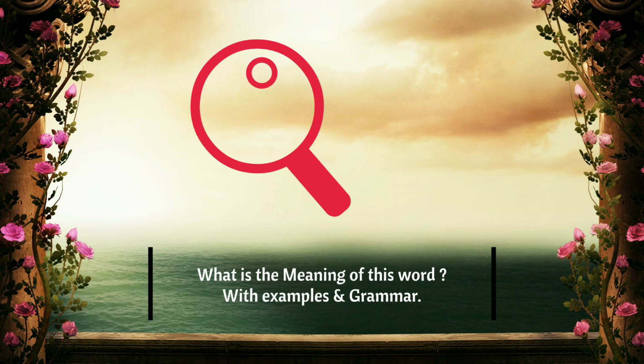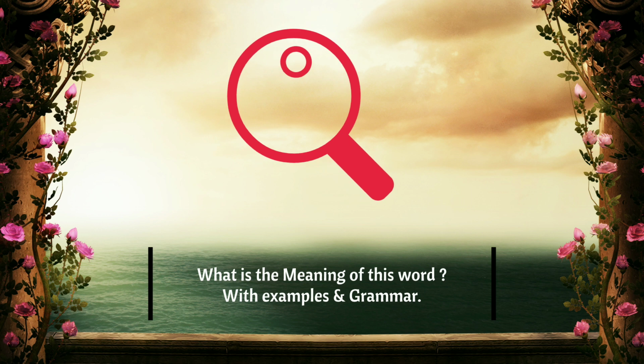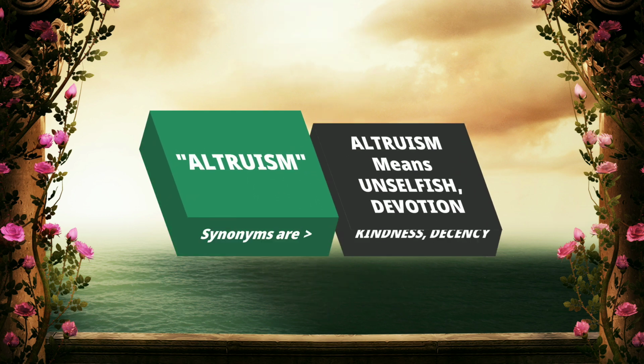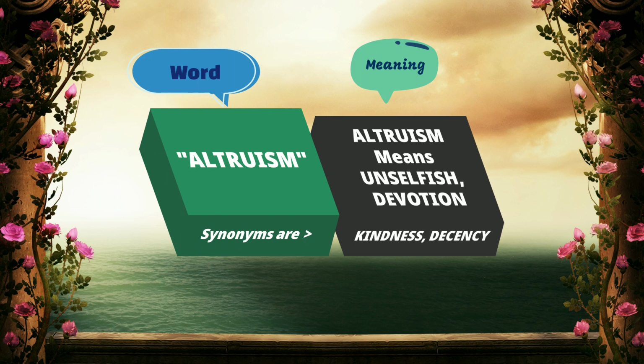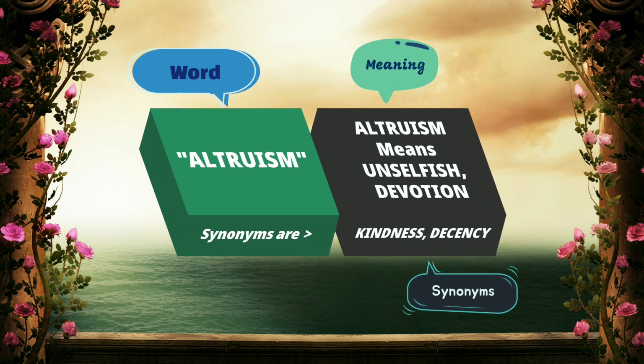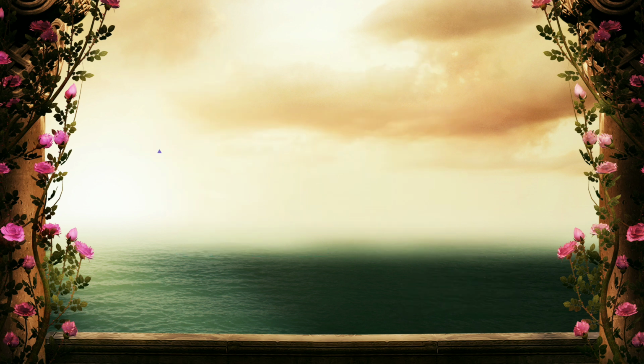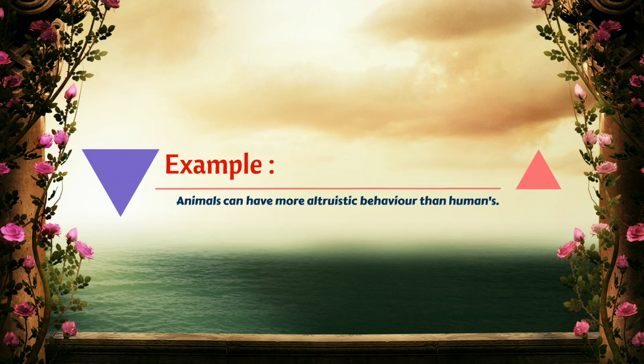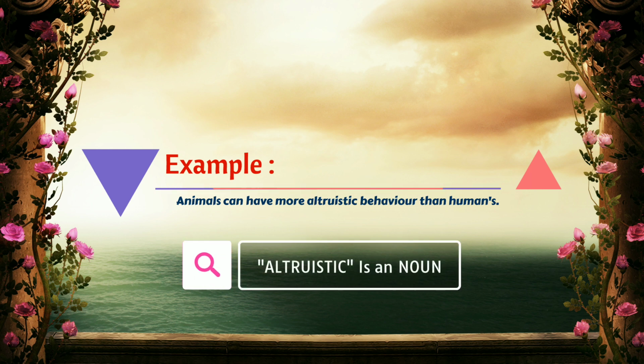Today we're going to look at the meaning of this word and an example with grammar. The word is altruism. Altruism means unselfish devotion. Synonyms of altruism are kindness, decency. Example: animals can have more altruistic behavior than humans. Animals can have a more altruistic behavior than humans.